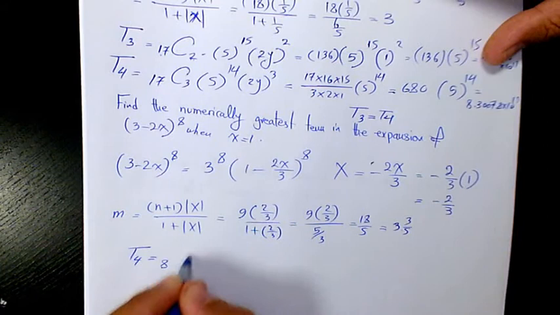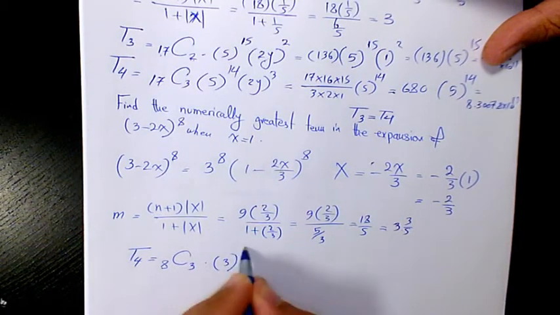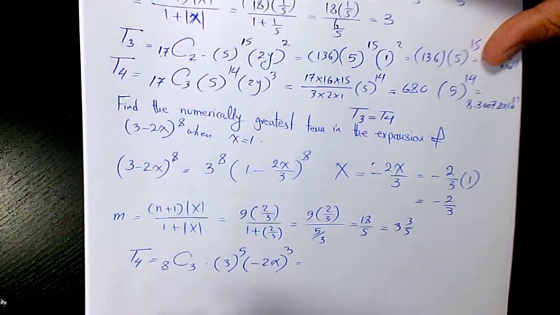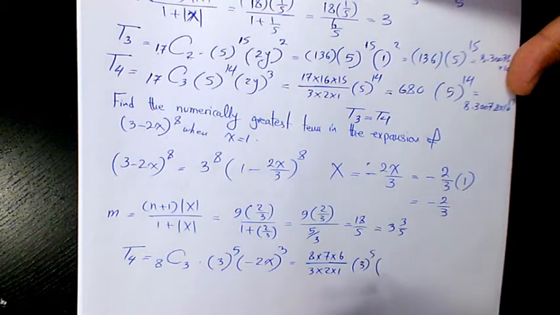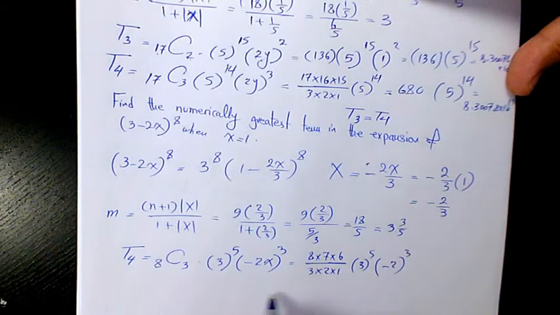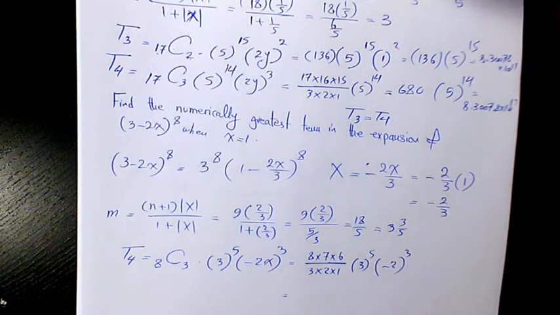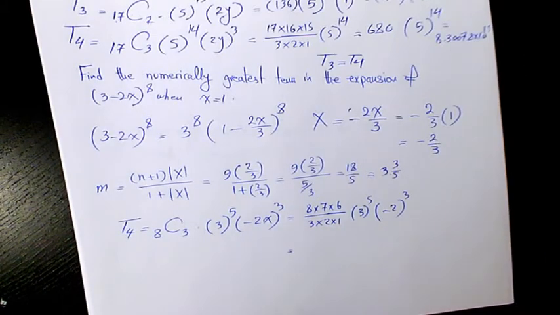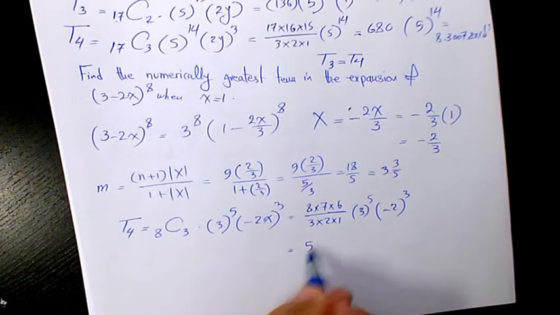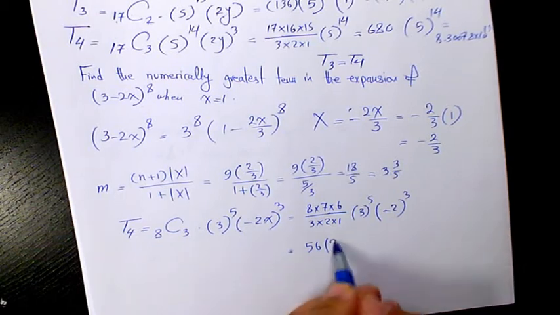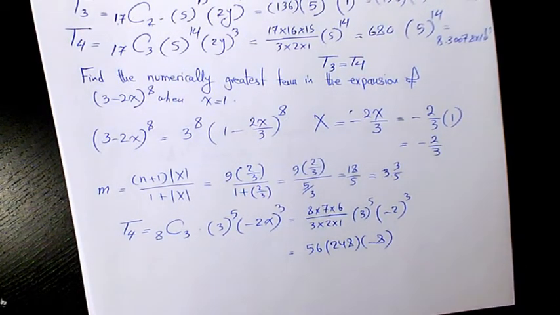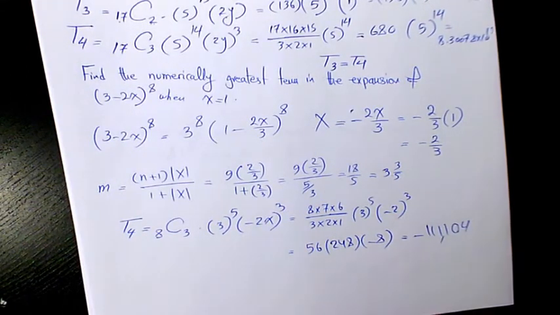T4 is 8C3 times 3 to the power of 5 times negative 2x to the power of 3. That's going to be 8 times 7 times 6 divided by 3 times 2 times 1, times 3 to the power of 5, times negative 2 times x, x is 1, to the power of 3. That's 56. 3 to the power of 5 is 243. And negative 2 to the power of 3 is negative 8. So 56 times 8 times 243 is going to be negative 108,864. That is going to be the numerically greatest term.